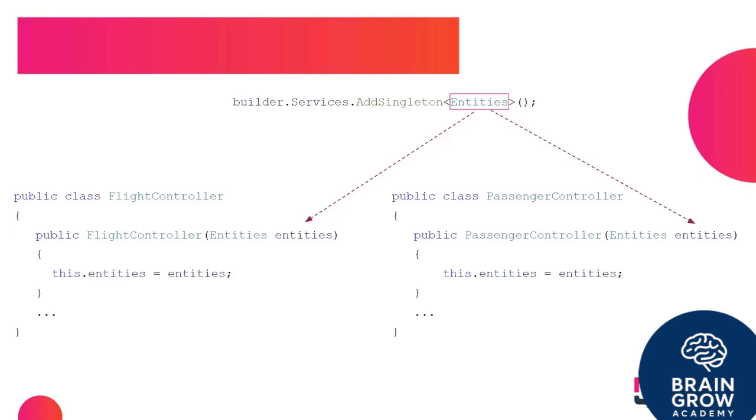Awesome. So we assigned the responsibility of creation of the entities class to the .NET Dependency Injection library. We added the entities class to the service collection as a singleton, so that every time any controller wants to be instantiated, the same instance is passed to its constructor as a parameter.